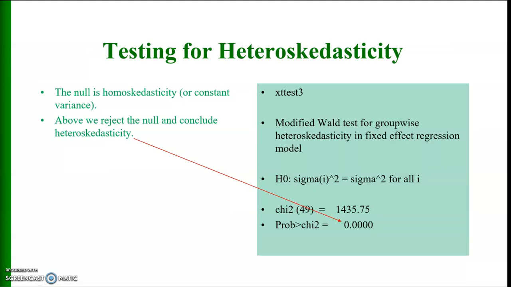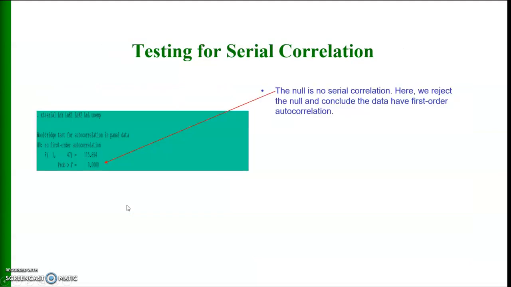This is the test for heteroskedasticity. The null hypothesis of this test, xttest3, is that the variances are homoscedastic, that is, there is no heteroskedasticity. But if you look at the test results, the p-value is less than 0.05, so we reject this null hypothesis, and we conclude that there is strong evidence of the presence of heteroskedasticity in the data.